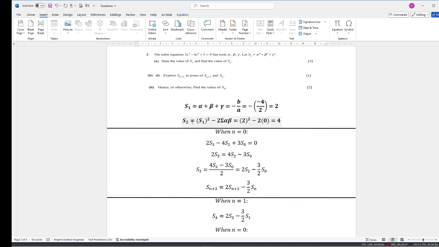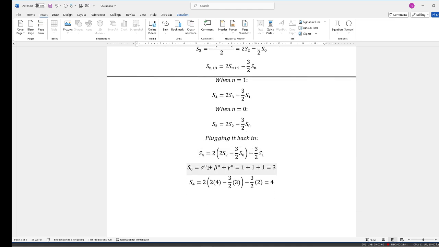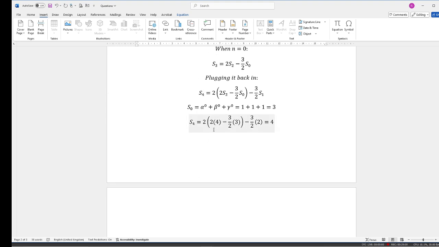And we found the value of S2 to be 4 and S1 as 2. And S0 is just alpha to the power 0 plus beta to the power 0 plus gamma to the power 0. And you know, anything to the power of 0 equals 1. So 1 plus 1 plus 1 equals 3. And plugging in all these values, we're going to get 8 minus 9 by 2, which is 4.5, and you're going to get 7 by 2. 7 by 2 multiplied by 2 is 7. 7 minus 3 by 2 times 2 equals 7 minus 3, which is equal to 4. That's how you find S4.